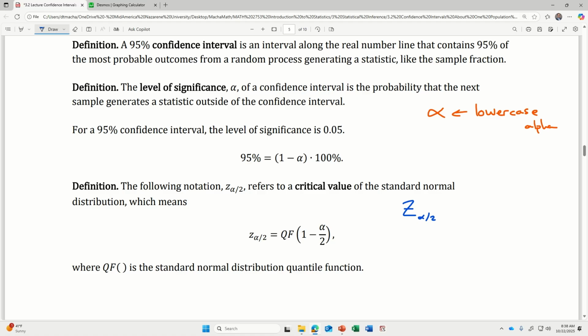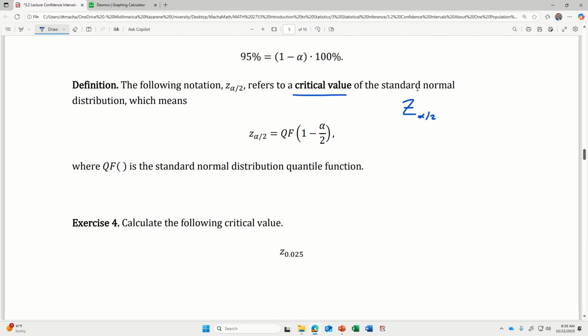And then when you get that number, we need to apply the standard normal distribution quantile function to it, which means calculate the number 1 minus alpha over 2, and then use that number to look up in your table what the standard normal quantile function has to say. And these are called critical values. And all of these are going to be important here in a minute.